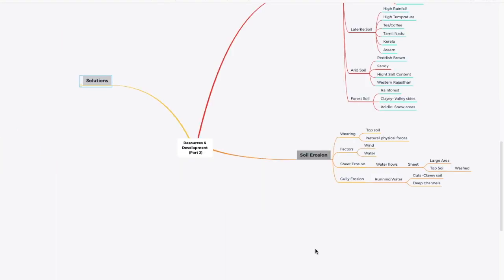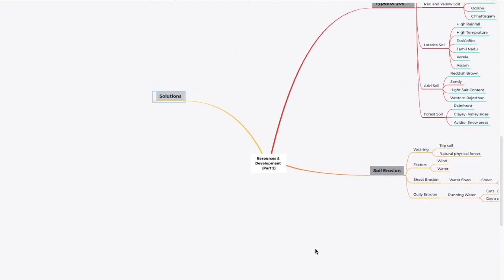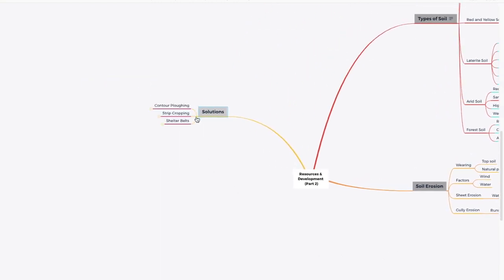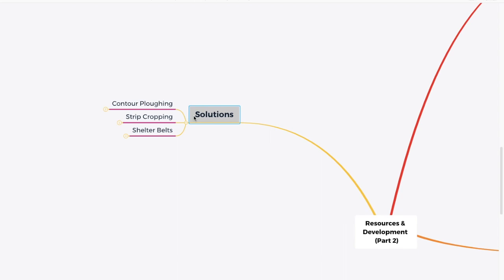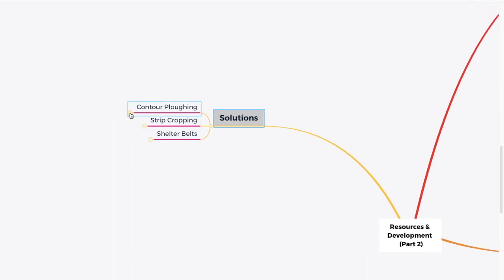So when we have problems, we have solutions. So let's look at some of the solutions for soil erosion. We have contour plowing, strip cropping, and shelter belts. So what is contour plowing? Plowing along the contour lines can slow the flow of water down the slopes. This is called contour plowing.